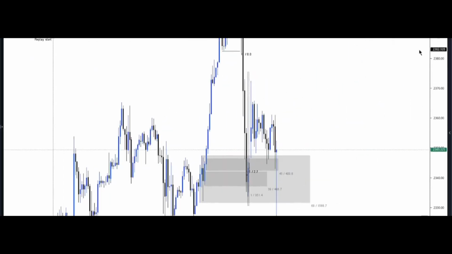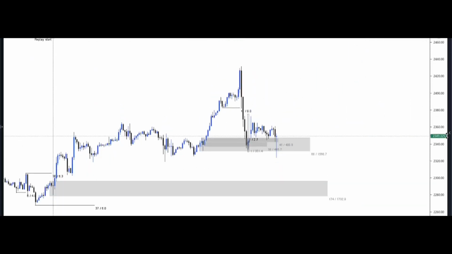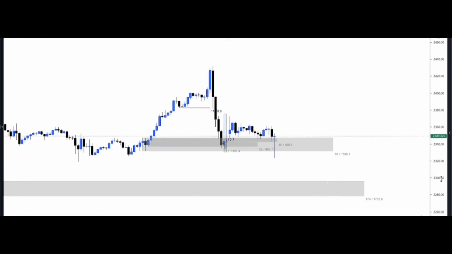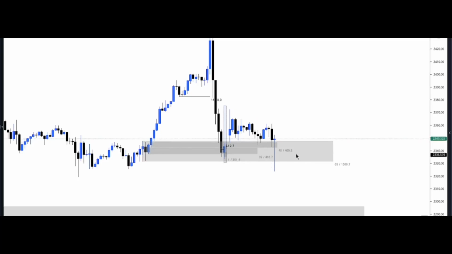I've told you, the way price came into this decisional area of interest is massive. The volume was much. Now, as you can see, price took out this decisional area of interest with a candle wick. This doesn't mean that this zone is invalid now. No, it's still valid unless price closes below it. Now, let's continue to see what price will do next.